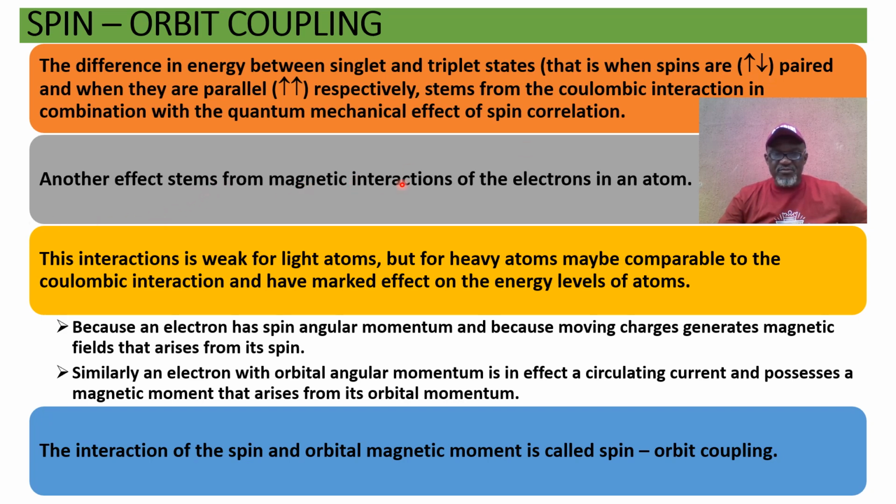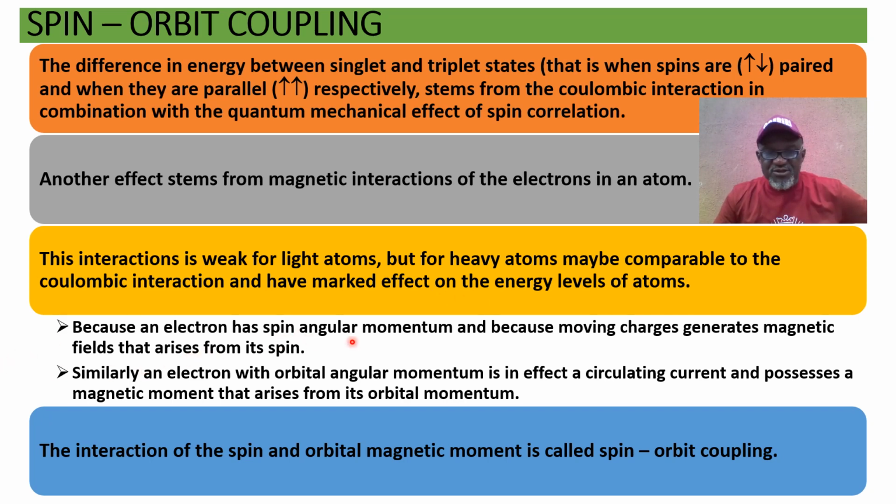Another effect stems from magnetic interactions of the electron. So we see these electrons also have magnetic properties; of course we know we have the magnetic quantum number. So there is a spin quantum number, there's also a magnetic quantum number. These interactions are weak for light atoms, but for heavy atoms may be comparable to the Coulombic interaction and have a marked effect on the energy levels of the atom.